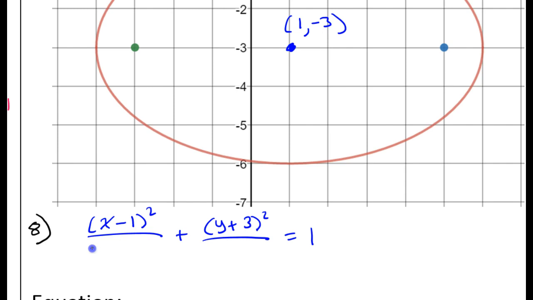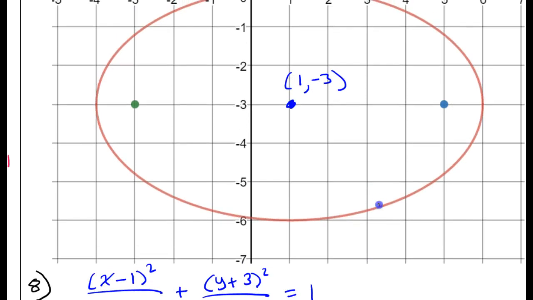The denominators are a squared and b squared. But we have to be careful which one is a squared and which one is b squared, because the a value is the distance from the center to a vertex. Here's a vertex over here. So the distance from the center to a vertex, like that, that is my a value. So that's 3, 4, 5. So a is 5, and then a squared is 25.